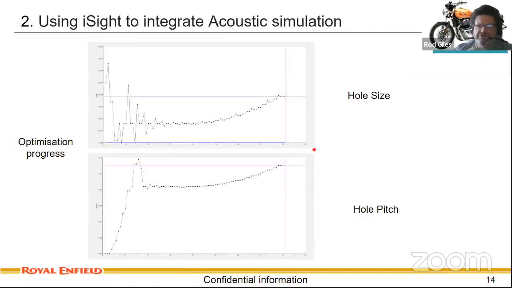And then we went on to do an optimization so that we can see the change in the hole size and hole pitch. And you can see that after a certain number of iterations, the optimization settles down, and pitch and hole size both increase gradually to get the optimum solution for the transmission loss.